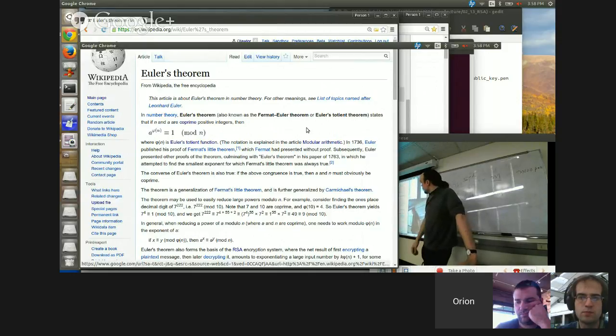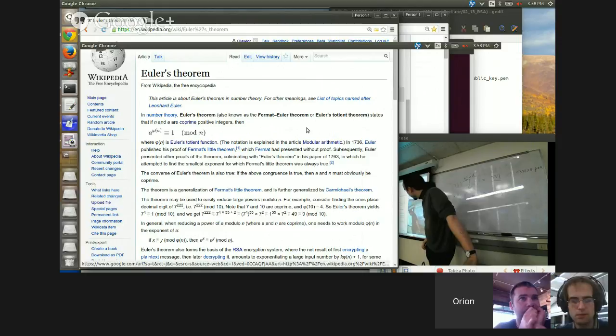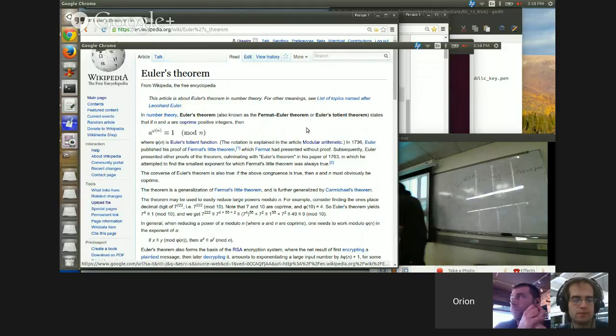What is the totient of a prime? Well, the totients are all of the numbers smaller that are relatively prime. That's basically all the numbers less than the prime. So the totient function for a prime is just the prime minus 1. So if I'm operating mod a prime, anything to the power of prime minus 1 is equal to 1.